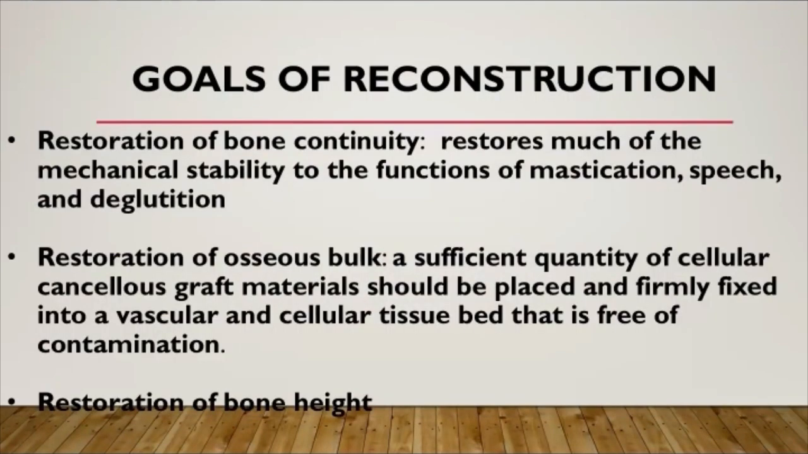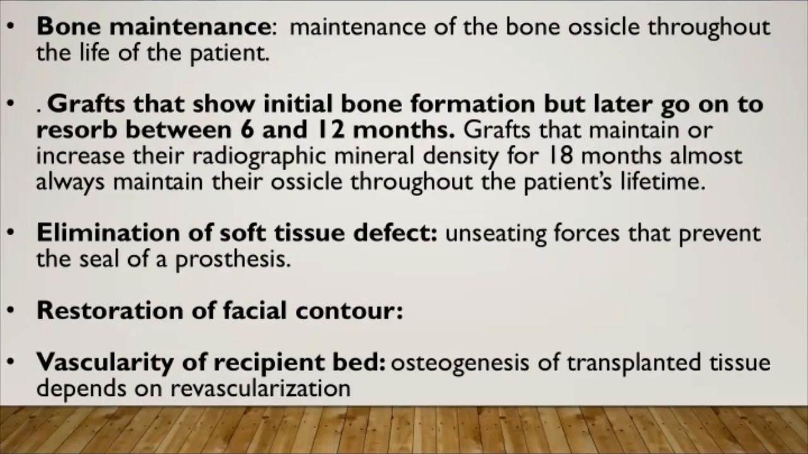Goals of reconstruction. Reconstruction of bone continuity. Restore mechanical stability. The function of mastication, speech, and deglutition are part of the aims of reconstruction. Reconstruction of osteobulb: a sufficient quantity of cellular cancellous graft material should be placed and firmly fixed into a vascular and cellular tissue bed that is free of contamination. Restoration of bone height, so that the face should not reduce in height.